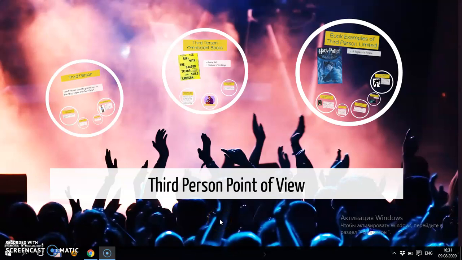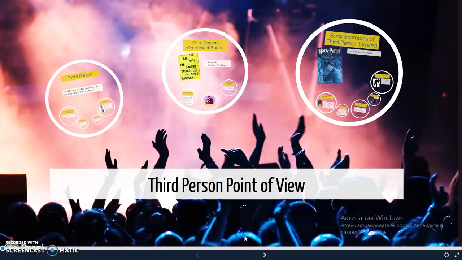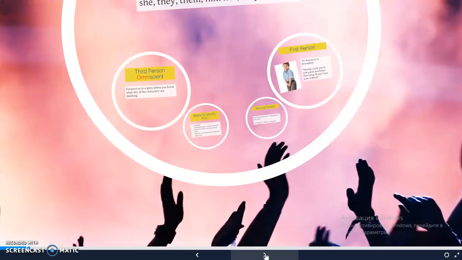So hi dear students, in today's lesson we will be learning about third-person narratives. Now do not waste time, let's start and get to the point. Third point of view means third-person narratives.